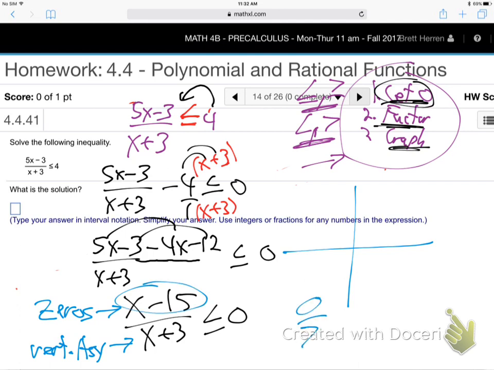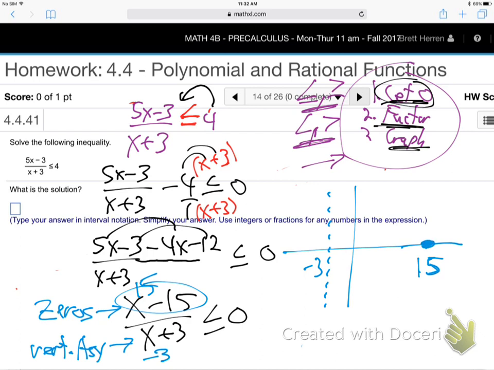like 0 over 7 or 0 over anything, it's just 0, huh? If you make the top of the fraction 0, it's just 0. So that'd be 15, right? 15. So way over here at 15, that's just a normal 0. That just makes the whole fraction 0. But if you make the bottom of the fraction 0, which would be negative 3, that's going to be a vertical asymptote, isn't it? So at negative 3, there's going to be a vertical. At positive 15, there's going to be a normal 0.